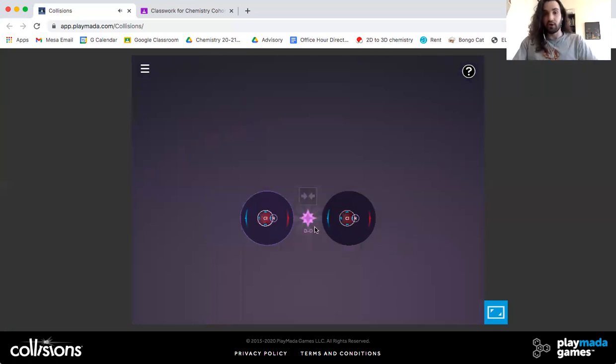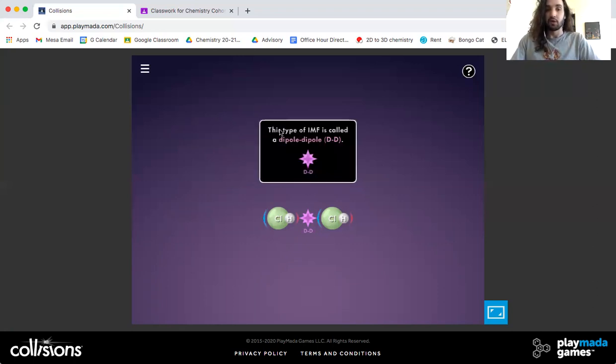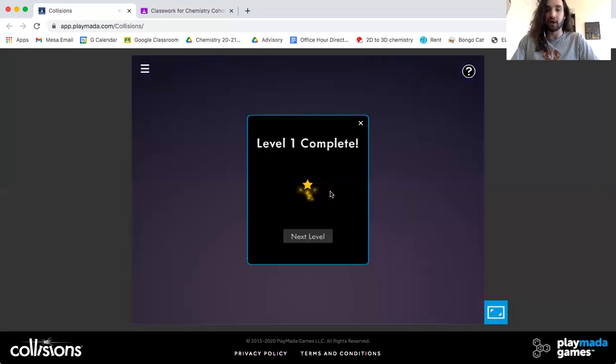Looks like we got a little sound that says, oh, wow, we did it. You did it. The dipoles attracted to form an intermolecular force, a new thing that's really big today, IMF, between the molecules. So we're going to click to continue here. This type of intermolecular force, IMF, is called a dipole-dipole, meaning a dipole is a negative positive end that's formed in this molecule, and a dipole formed in the same exact molecule. So this is one dipole over here interacting with another dipole over here, causing it to be a dipole-dipole interaction.